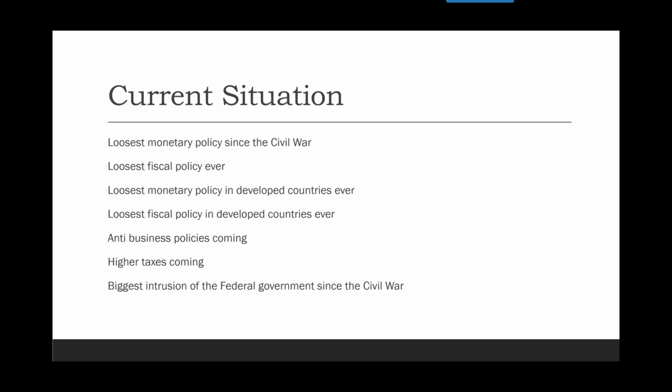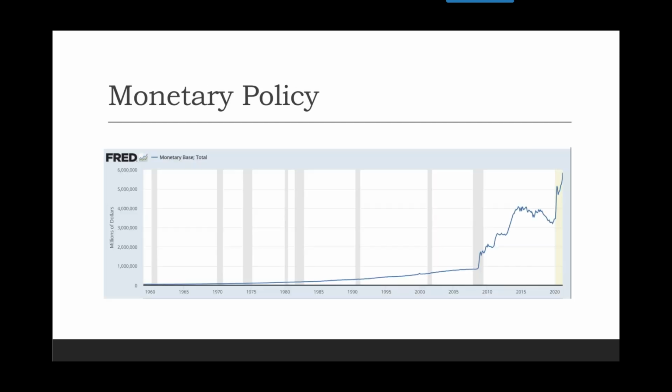So here's this current situation. This is dramatic. I've been in this market, as I say, for 50 years, and this is the most dramatic monetary and fiscal policy I have ever experienced, including the 1970s, 80s, 90s, 2000, and now here in the 2020s. So monetary policy, let's take a look at this.